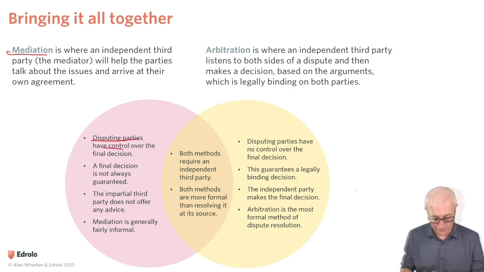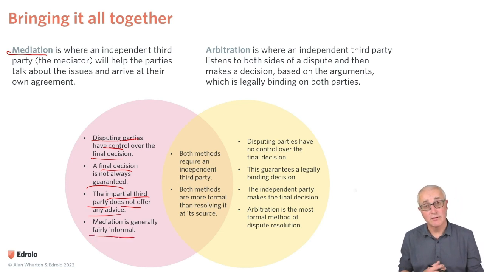It's their resolution. The disadvantage is we can't guarantee a final decision. They just might continually be complaining and have grievances between each other. The other role here, the impartial third party does not offer any advice. It's a fairly informal process. Okay, so that's mediation.